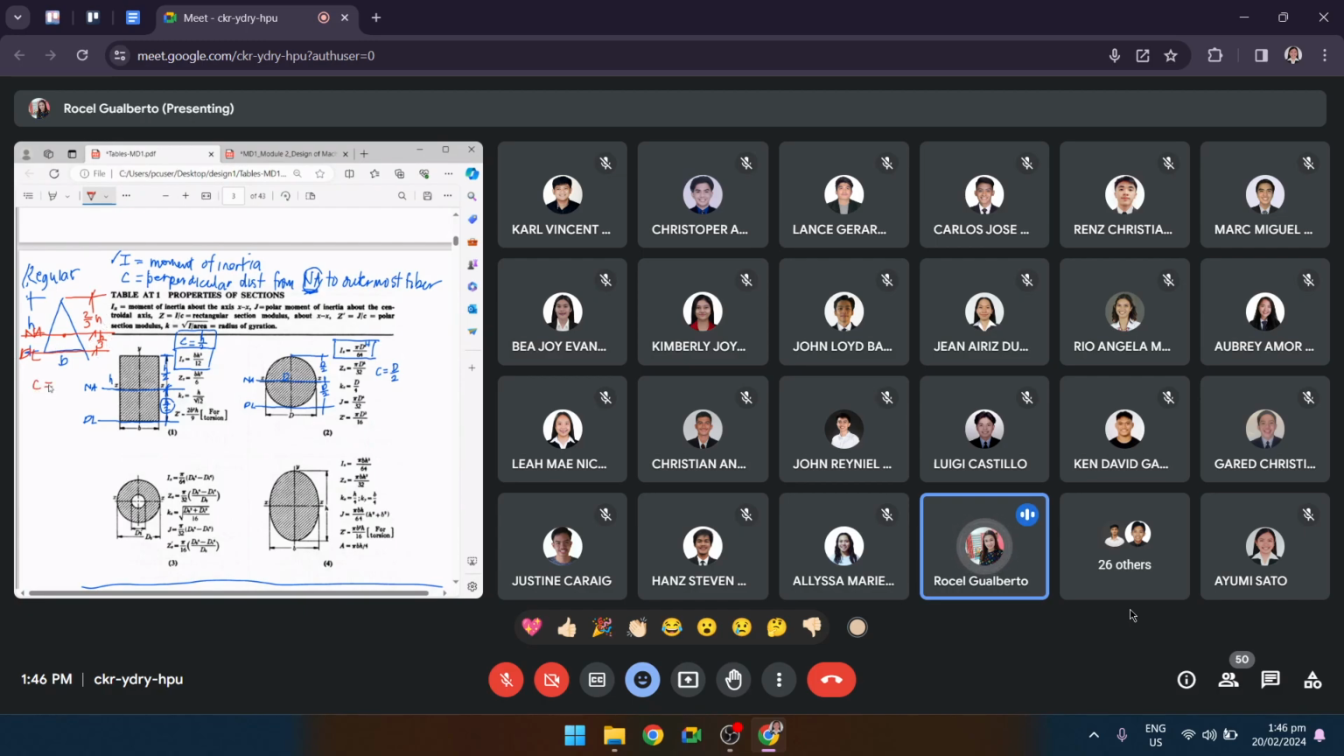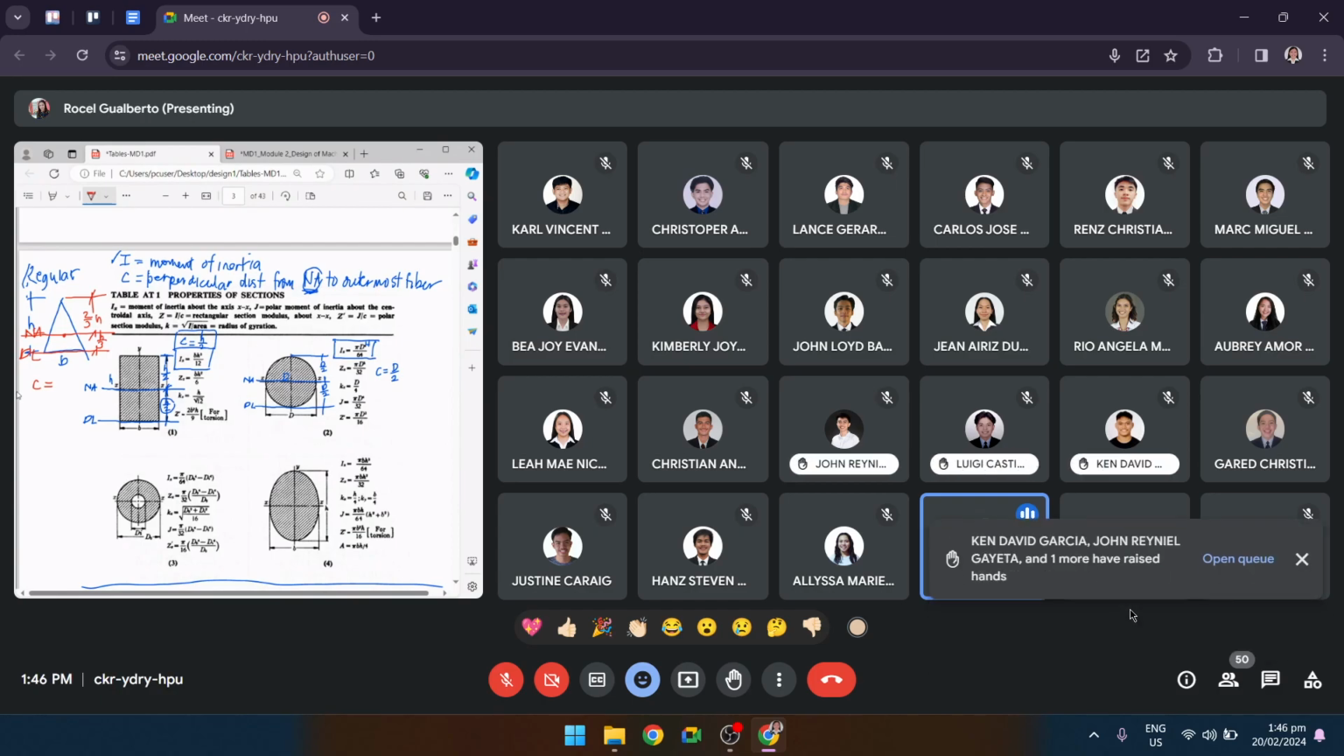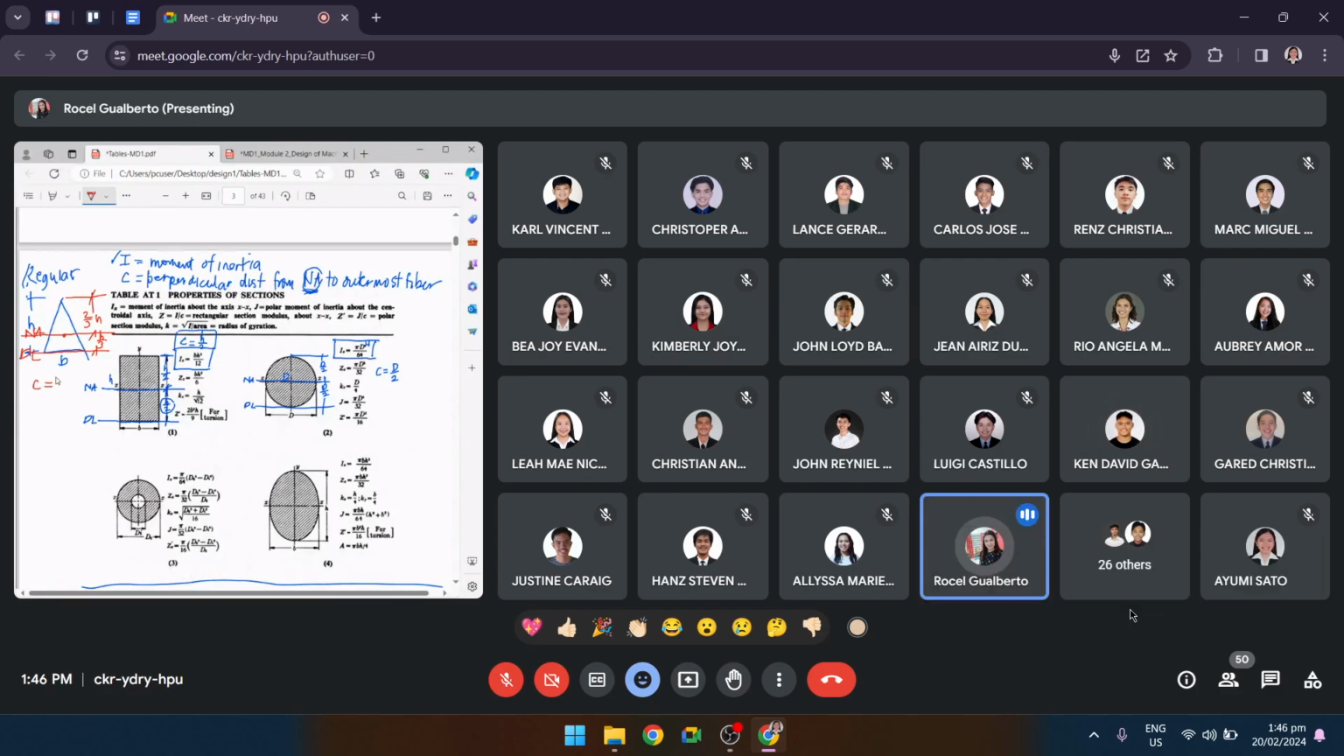So which will be used as the value of C? Yes, Ken? Yung 2H over 3 po, ma'am. Correct. That would be 2/3 of H as the value of C. For the value of I, if you have a triangular cross section, it's simply equal to BH cube divided by 36. So this is the value for I, BH cube over 36. So this is for a regular cross section.